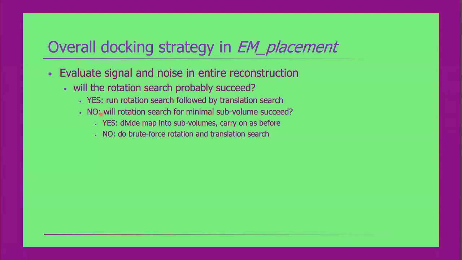If you don't think so, then it looks at how small of a subvolume could we cut that map into, and would that smallest possible subvolume be small enough that the likelihood score would be bigger, and big enough that you'd get a success. Most of the time, the answer is yes, and it divides the map into subvolumes and carries on doing a separate search with each subvolume. And if no, then there's a final fallback, which is to do a brute force 6-dimensional rotation and translation search, which hardly ever gets invoked.